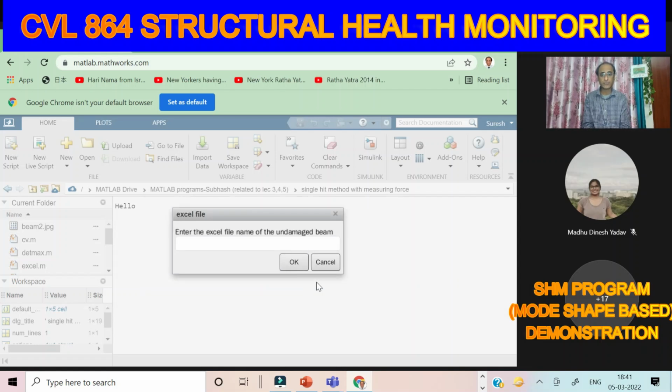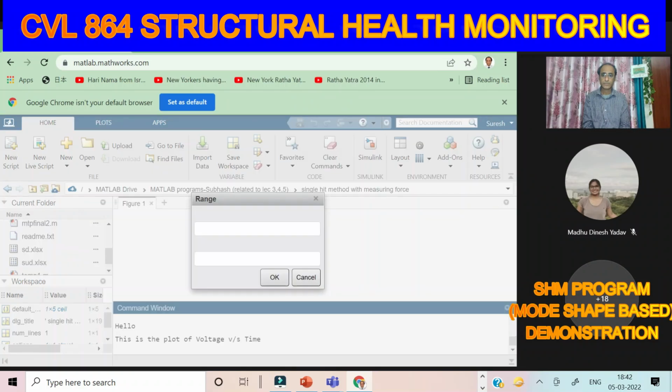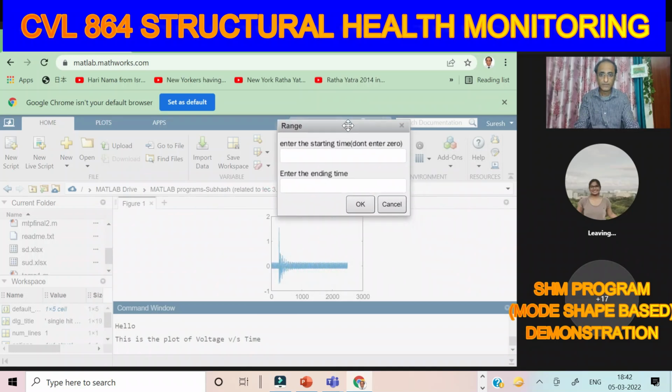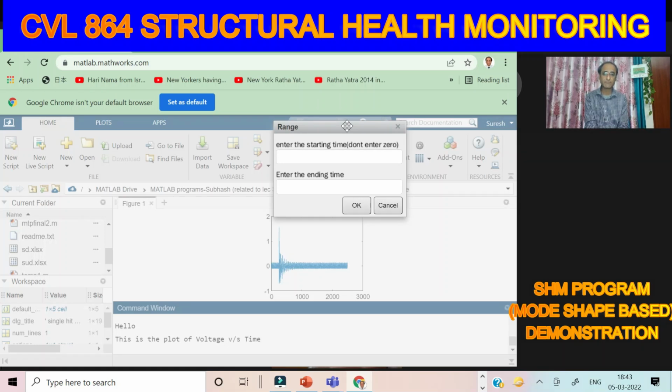Now it asks the name of the Excel file. So are you now able to see the graph? Yes, sir. Okay, so you are able to see the graph, and you would now agree with me that there is significant noise. But we also have a good thing, that our signal is also quite significant. So the signal to noise ratio, at least in the beginning part, is not that bad.